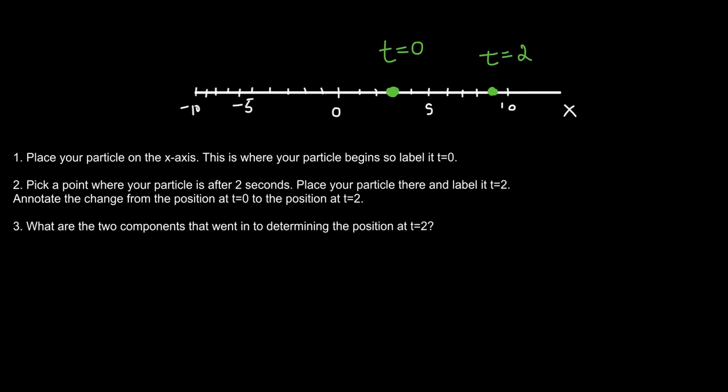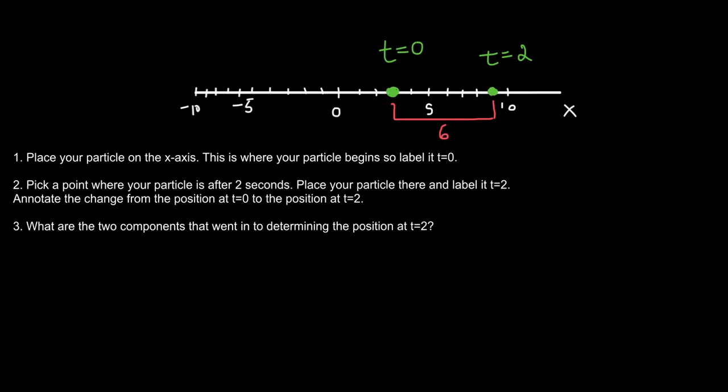Now I'm going to annotate the change in my position from t equals 0 to t equals 2. So I'm going to annotate this, and this is the change in position. Okay? And so this is a change of 6 units. Okay. Now notice, what are the two components that went into determining my position at t equals 2? Well, it's not enough just to know the change in position from 0 to 2. I also had to know the position of the particle at t equals 0, and adding those two components together will allow me to find its position.